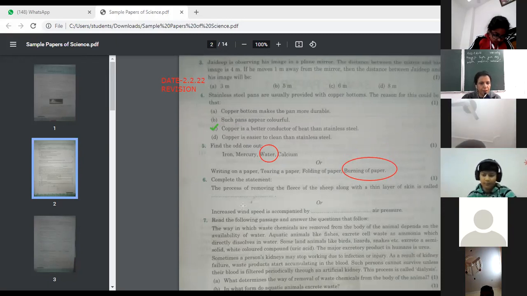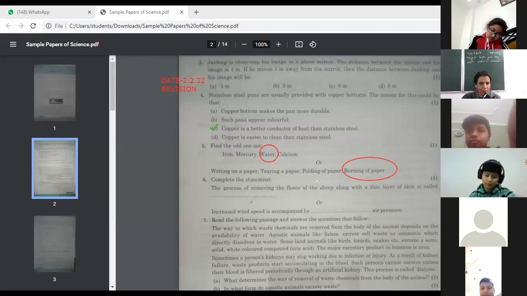Okay, fine, Divyanshu, and kindly only raise hand before speaking. Beta, don't speak in between, otherwise there is a mess, we are not able to hear. So burning of paper, as maximum of you have given the right answer, is a chemical change and the rest are all physical changes. Next, question number 6, put a cross. That is not from our syllabus. Put a cross.